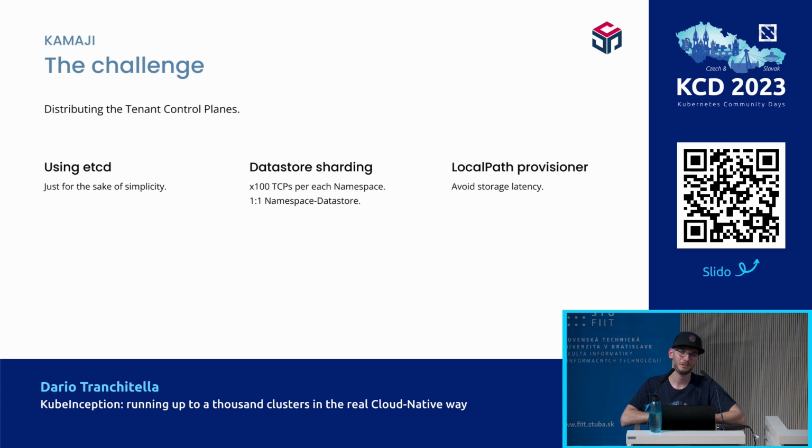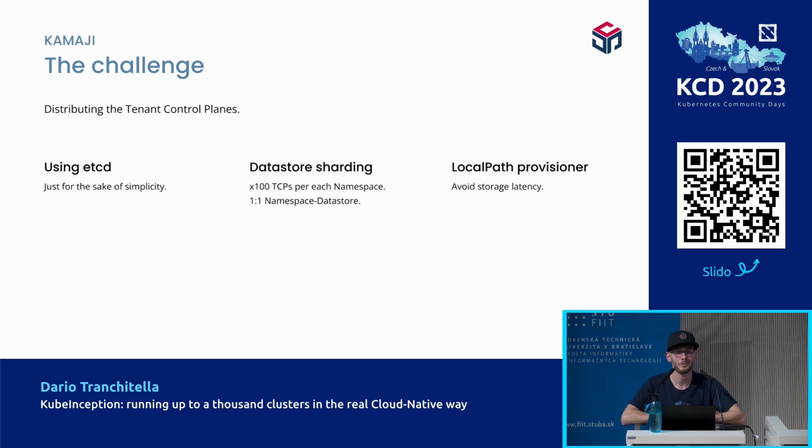But just for the sake of simplicity, we are using etcd, and a pattern that system administrators don't like when you talk with them is sharding. But keep in mind that you cannot run a huge infrastructure like that; rather, it's more reasonable to have a sort of shard. So our idea is to say, let's deploy 100 tenant control planes per each etcd instance, so for each data store.